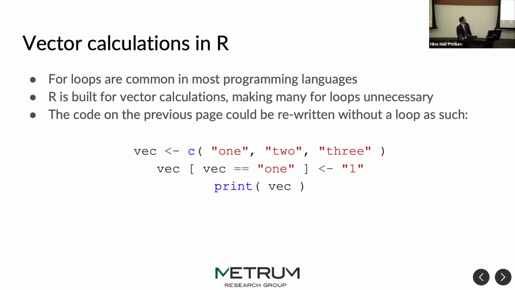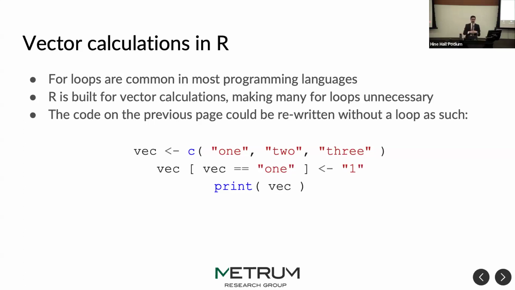Now, why did I go through all that? You don't need to do that for every operation that you want to do in R. There's something called vector calculations in R. You don't need to use loops for a lot of things. So here we can see the same code rewritten without a loop. Why does this work? Because R is built in such a way that it will apply a function to either a scalar or a vector. I mentioned that earlier when we were talking about functions. We can use the same logical conditional statement to select parts of the vector and reassign where it's true and print it.